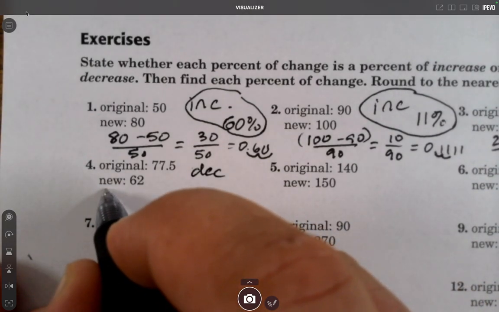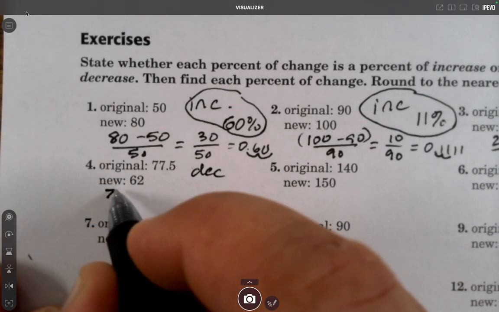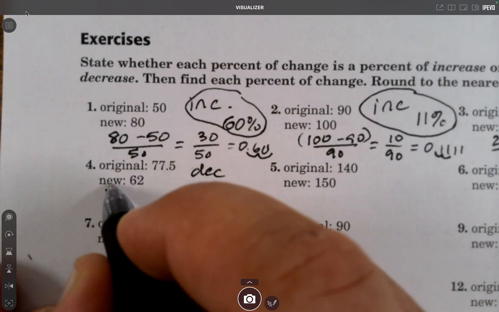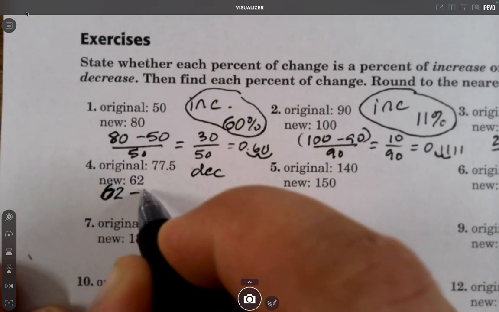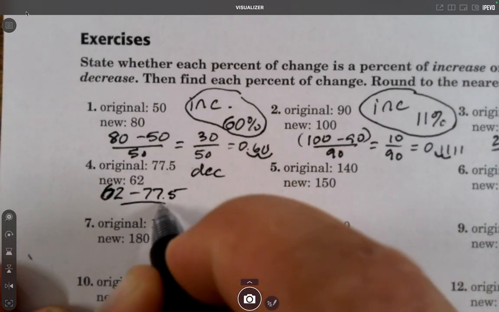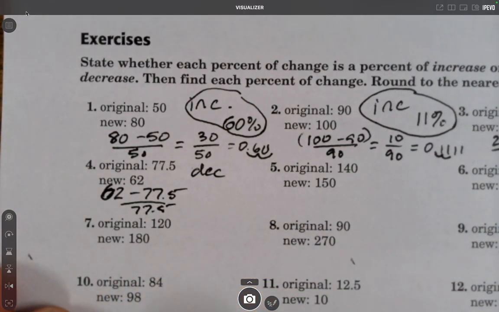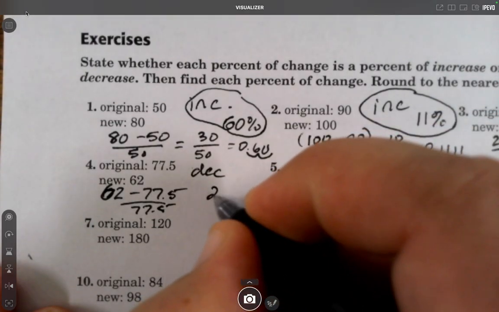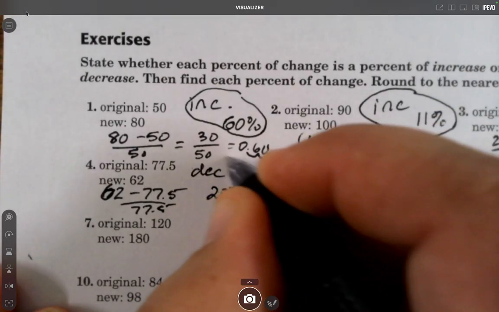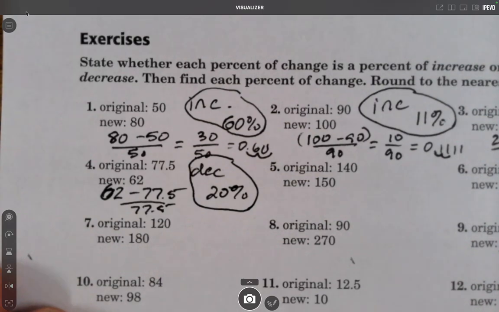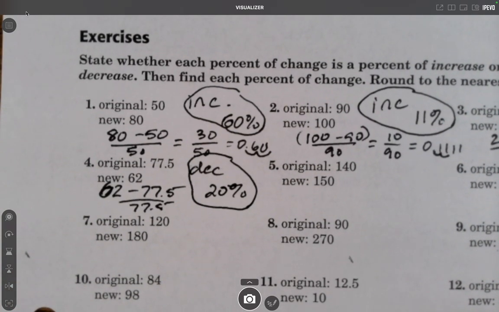So the old, no, wow, I gotta do this correctly. The new minus the old over the old. And when you type it in the calculator, you get 0.20. So it is a decrease of 20%. And I encourage you, if you're not, try these in your calculator. Press pause if you need to so you can make sure you know how to plug it in the calculator.